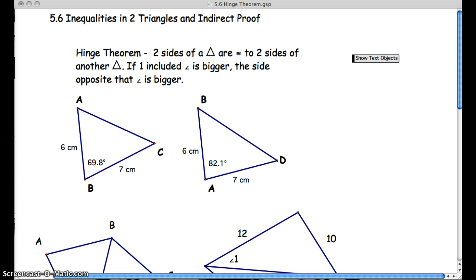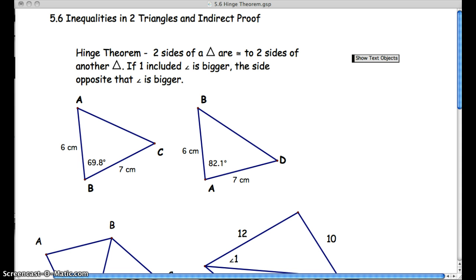Yesterday we talked about determining the sides of a triangle, which one's bigger, which one's smaller, and putting them in order from least to greatest. Determining which angles are bigger, stuff like that, finding that range of numbers. We're going to touch on that same thing. We're going to deal with the hinge theorem.